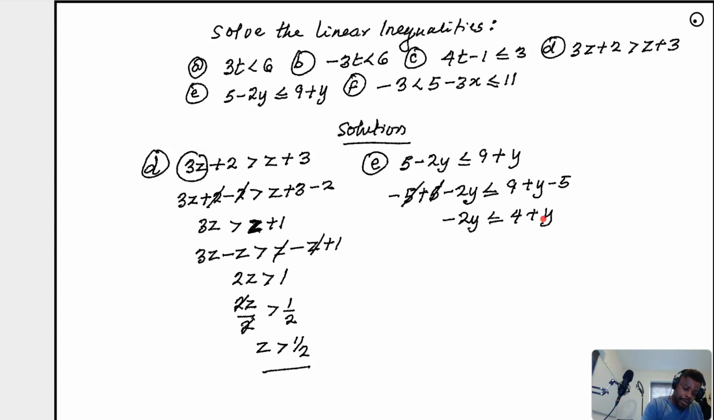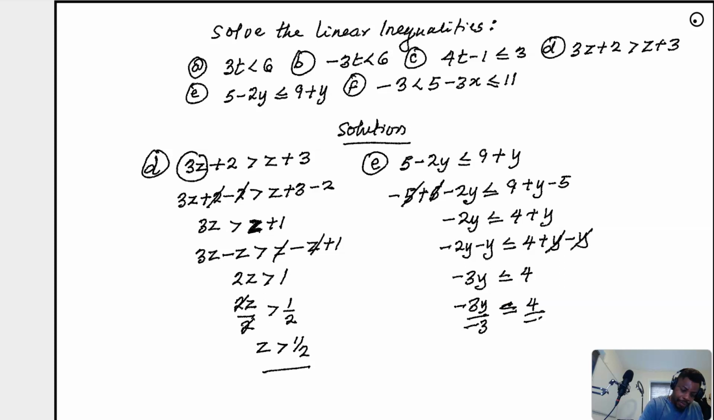Now, I want to take away y from this side. So I have to add minus y to both sides. So this will cancel this. So this is minus 3y less or equals to 4. Now I need y here, so I have to divide through by negative 3. And dividing through by negative 3 tells you that the sign has to change, right? So if I cancel this one here, y will be greater or equals to minus 4 over 3.